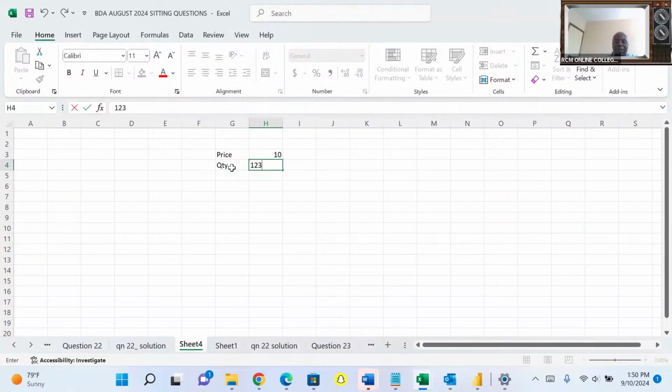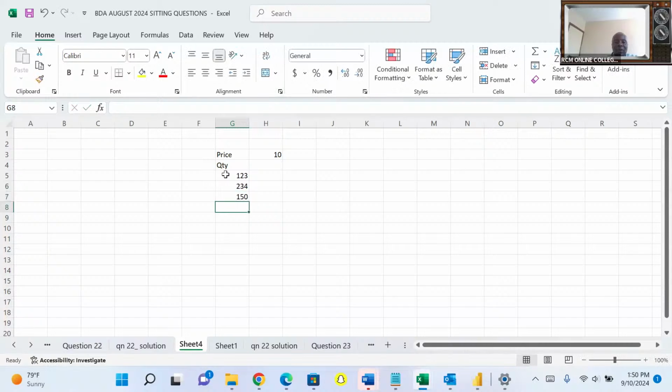For example, you have quantity 123, then 230, then 150, and another quantity for a different tier, say 250. And then somebody comes and tells you, hey, could you kindly give us revenue? Then how do you get revenue?